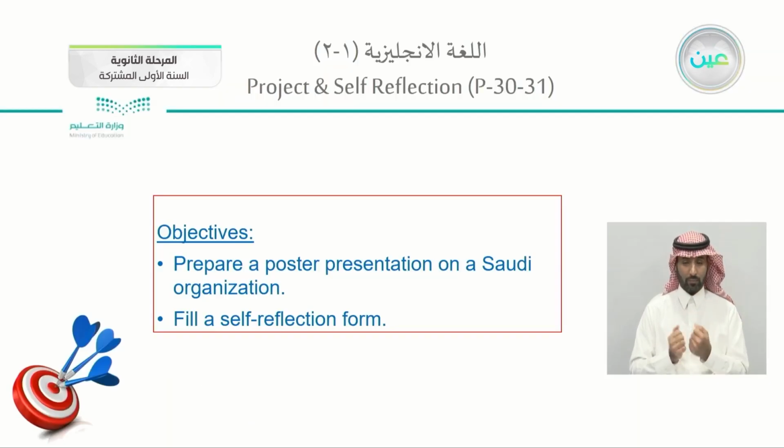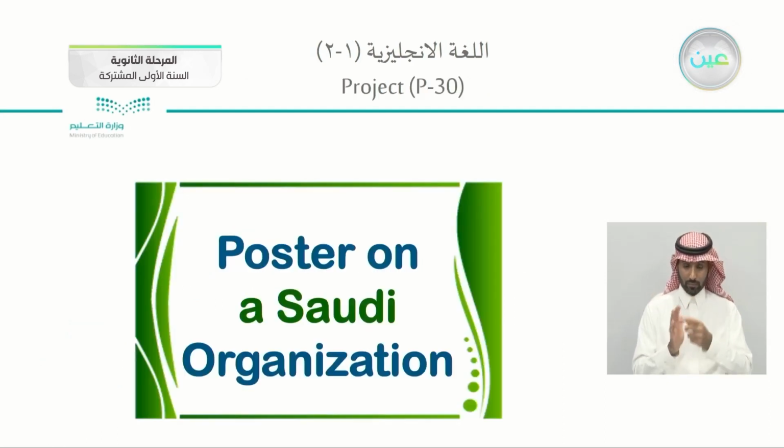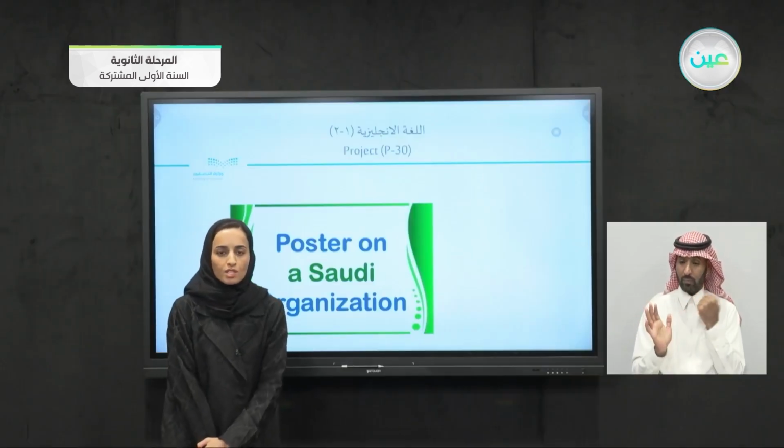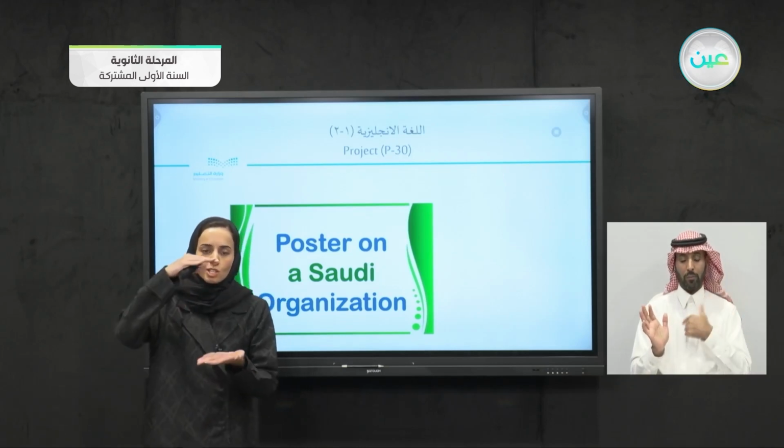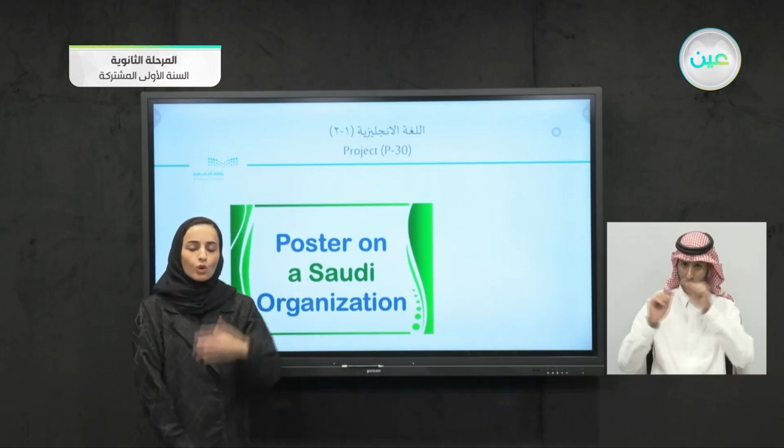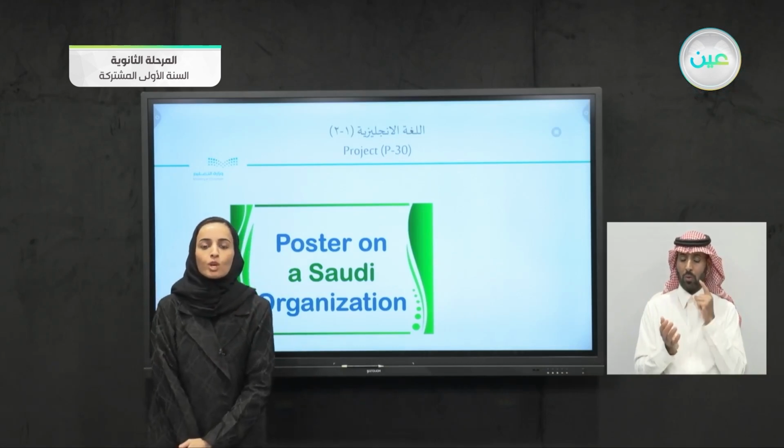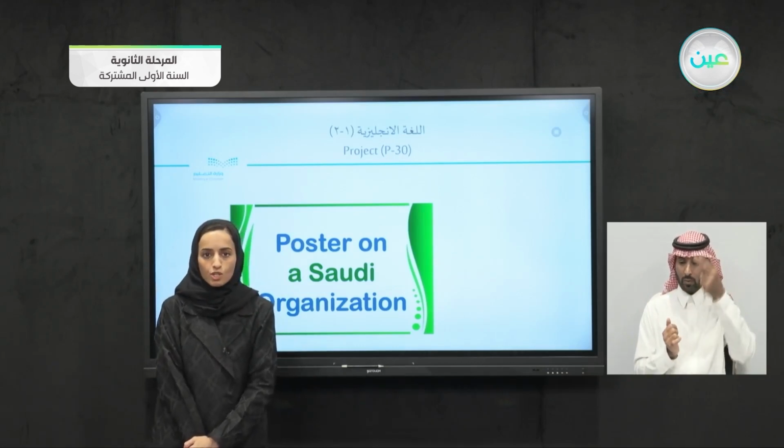So let's get started. By the end of today's lesson, you will be able to prepare a poster presentation on a Saudi organization. Then you will be able to fill a self-reflection form. At the beginning here, we're going to come up with a poster. What is a poster? It is actually a printed paper, a big one. It could be a size A1 or A0. So it is not just like a sheet of paper, no, a big one with all the information, and this time we're going to speak about a Saudi organization.